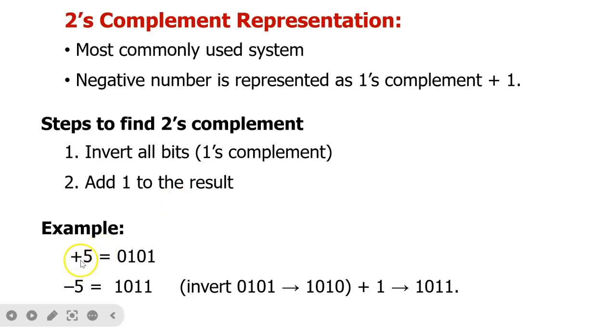For example, plus 5 is represented as 0101, and for this number we need to find the ones complement representation. That is, for 0101, every bit in this number is inverted, meaning 0 is inverted as 1, 1 is inverted as 0, 0 is inverted as 1 here, and this 1 is inverted as 0 here. So this value is added up with 1. So 1010 plus 1 is equal to 1011. So this is how we need to find the twos complement of the number.